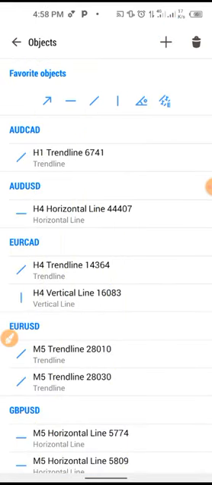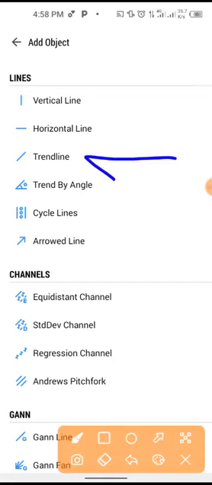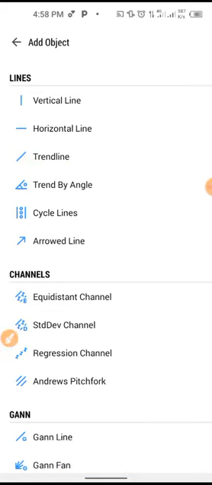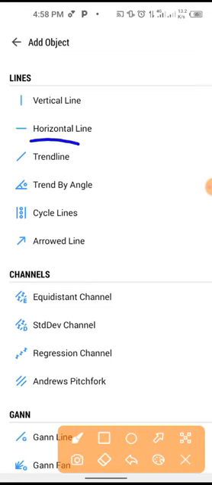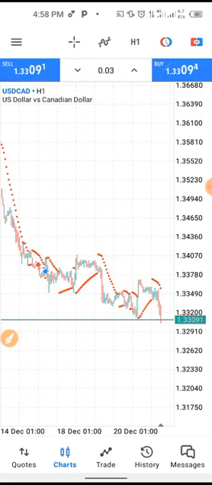So we need objects. That is the right word, objects. You see this is a trend line tool, or you can call it a diagonal line. That is what we need. So you tap on it, tap on these two, and it will take you back to your chart. Now, first of all, let me just drag it somewhere.